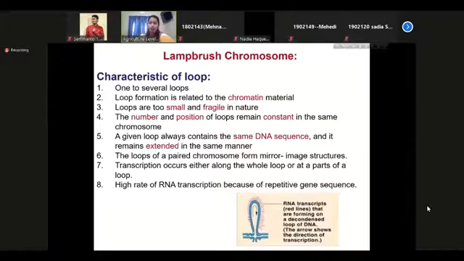This is one loop, and you can see the red color is the transcribed mRNA. The loops are involved in the transcription process to produce red mRNA, and you can see the arrow showing the direction of transcription. So transcription can occur in the whole loop or in a part of the loop. These types of loops have a very high rate of RNA synthesis. You can see so many RNAs are being produced. The rate of RNA synthesis is very high because of the repetition of the gene sequence that I told you about. In the loops, the genetic sequences are repeated several times. That's why the RNA synthesis rate is very high.